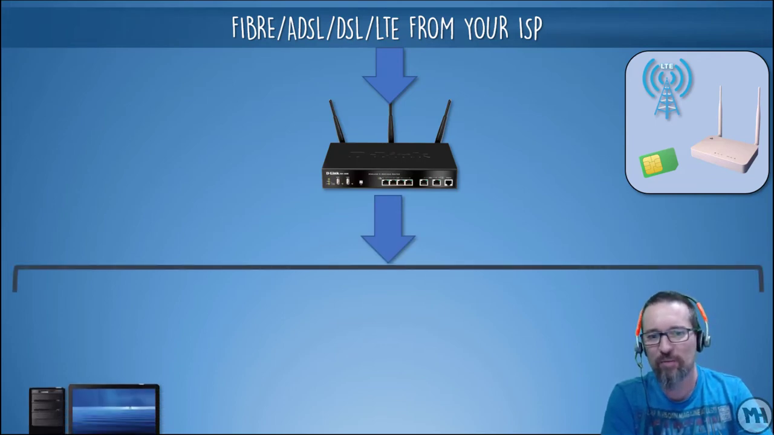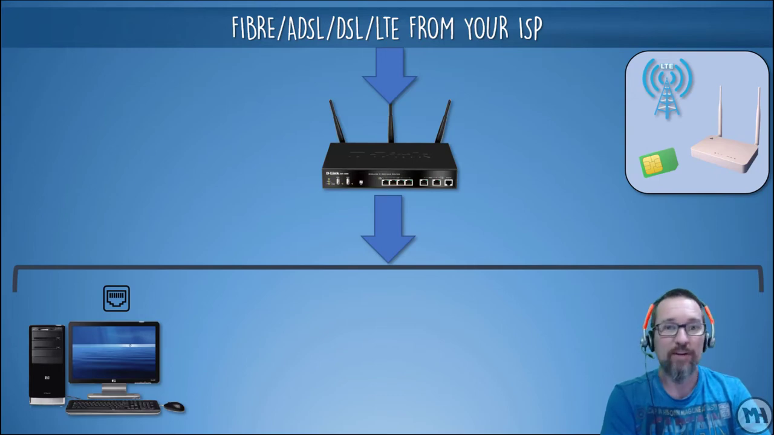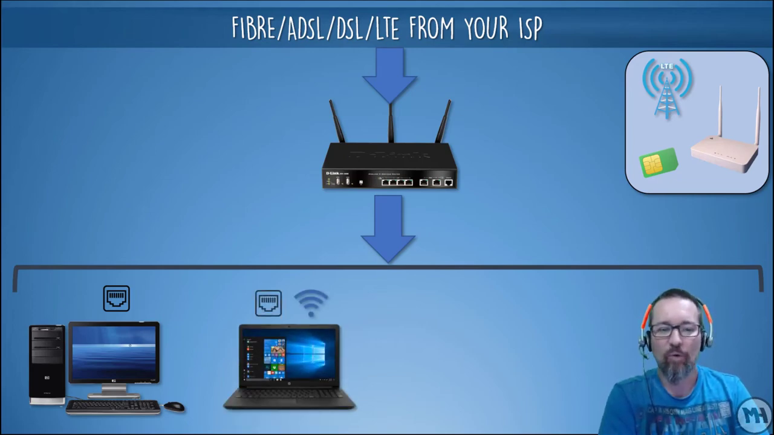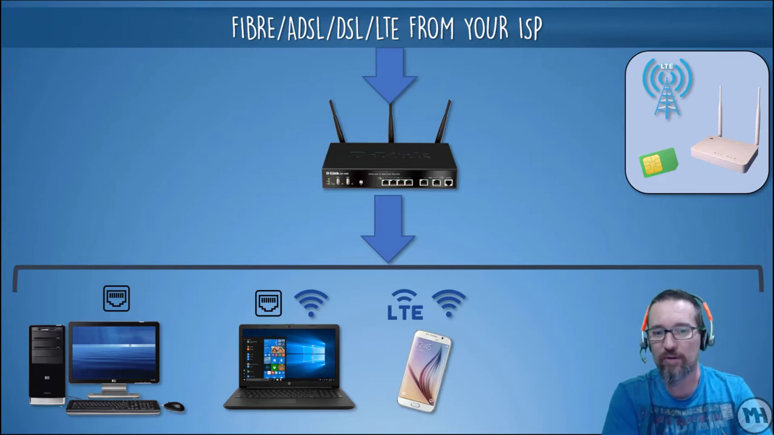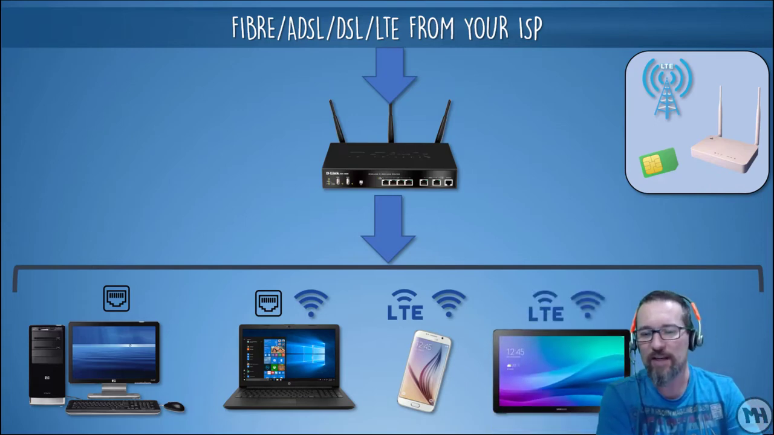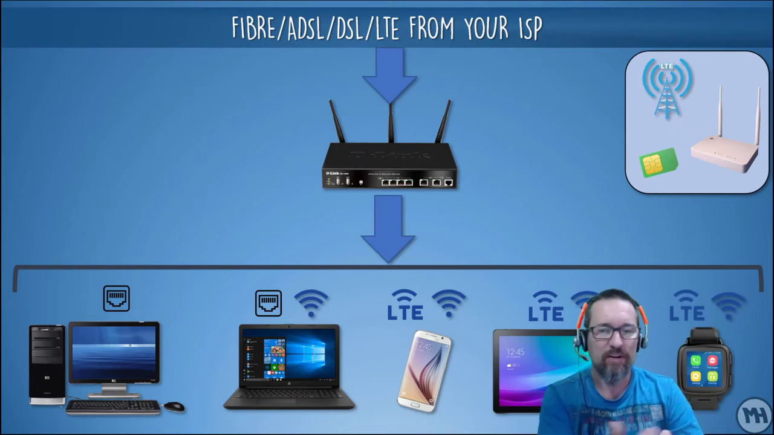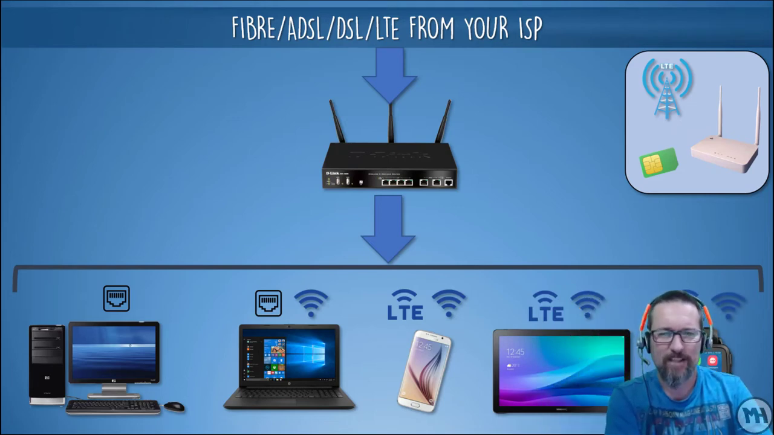Through that bit of hardware, you are then able to connect your various devices, such as a computer, if you want to have an actual desktop computer without any wireless features going through the Ethernet port, or you could have your laptop, which connects via the Ethernet port or wirelessly as well. Your phone could connect wirelessly to your router or via LTE, your tablet, and your smartwatches or smart devices as well. Does that give you a good idea? I hope so.